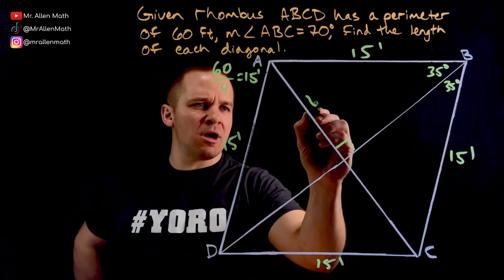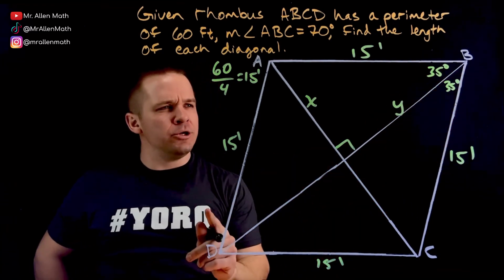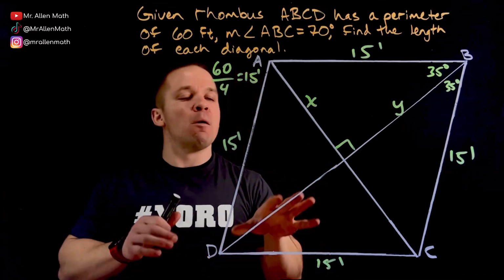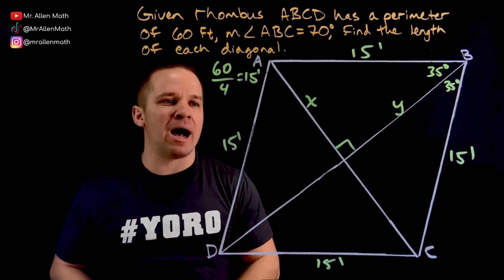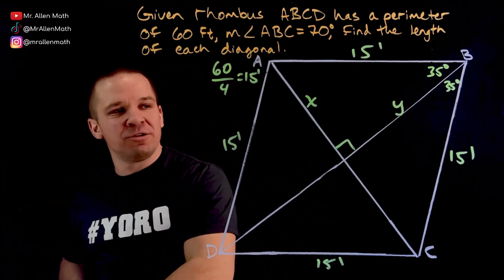Could I perhaps solve for x and y, we'll say this portion here and that portion there, using some right triangle trigonometry? Before we get ahead of ourselves, we are going to need to set up some equations. So let's go ahead and do that. I'll do that in a different color here.